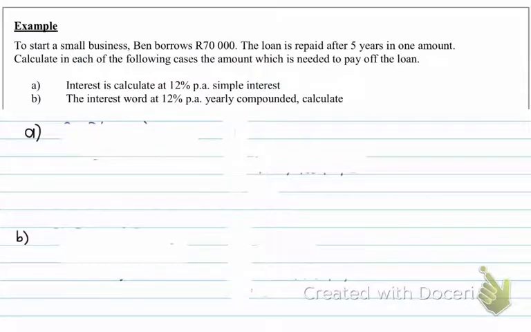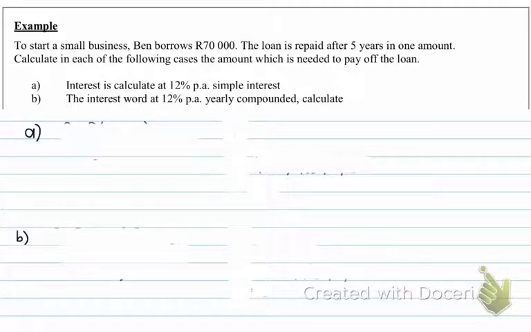All right, the example says, to start a small business, Ben borrows 70,000 rand. The loan is repaid after 5 years in one amount. Calculate in each of the following cases the amount which is needed to pay off the loan.